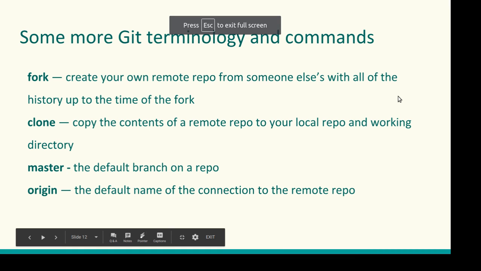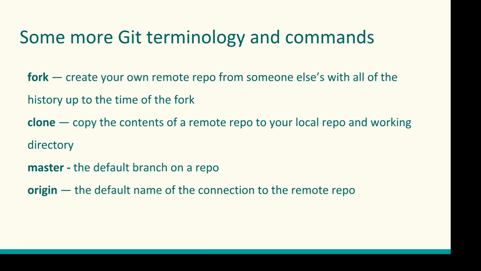Now by default we have a master branch. So repositories have branches, and we'll talk more about what branches are as we go along, but we can have any number of branches on a repository, and branches allow us to sort of separate streams of work and streams of changes.